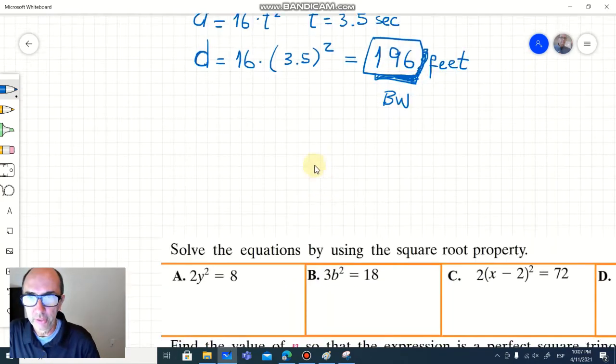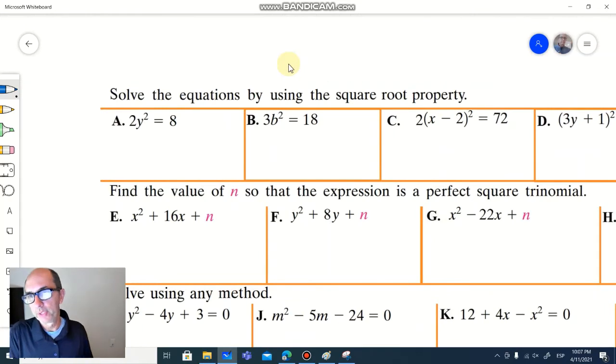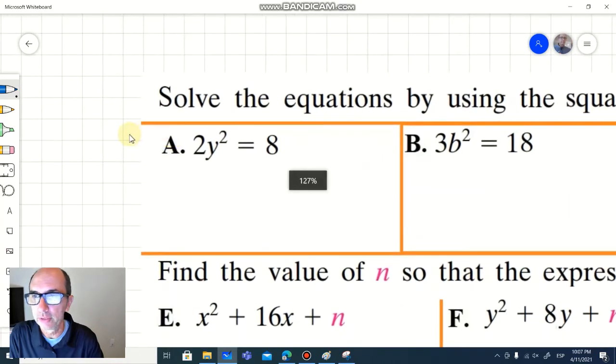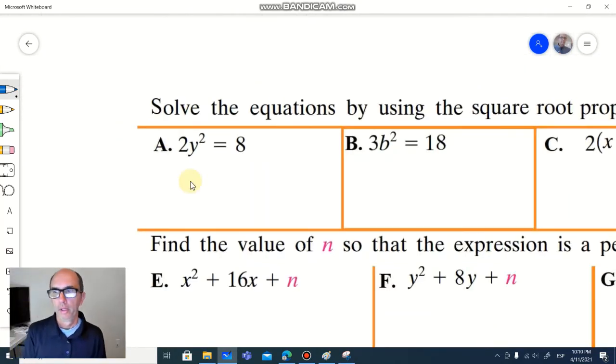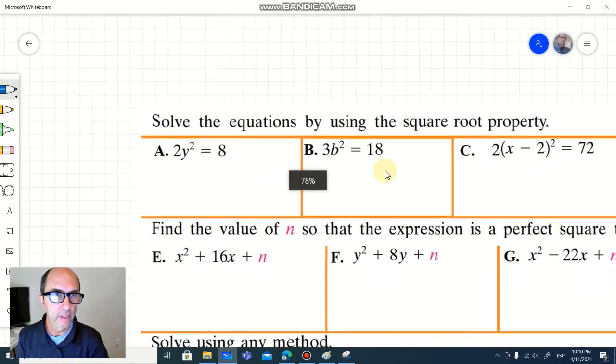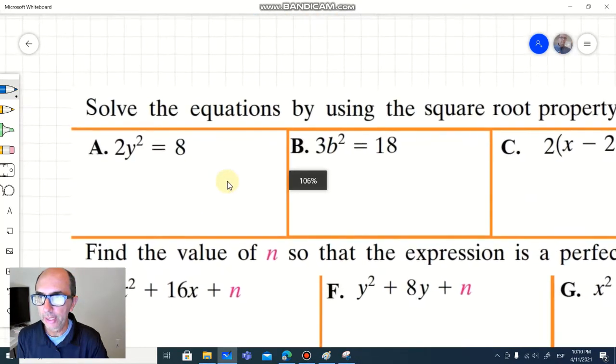Now let's have a look at the quiz. This is a review for the test. Most of the questions, all the questions actually, are very similar to the ones that you're gonna find on the test on Tuesday. You will find several different kinds of questions. The first kind is solve the equations by using the square root property. And you have here four questions. Let's solve at least one of these.